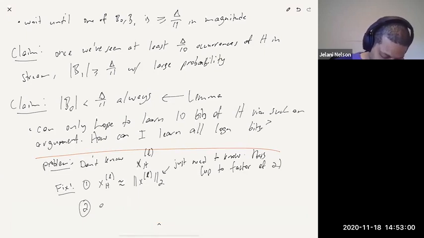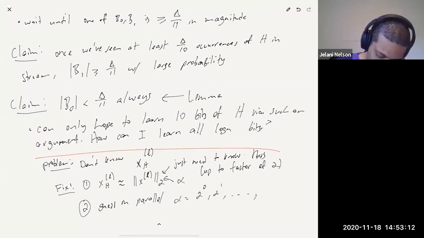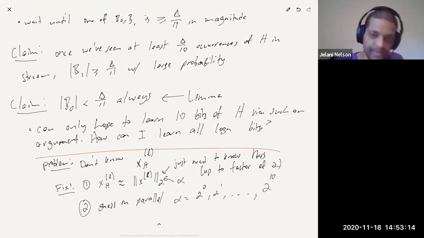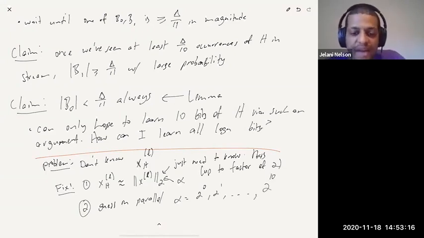We guess in parallel the final value, so let's call this alpha. We guess that alpha is equal to 2 to the 0, 2 to the 1, up to like 2 to the, let's say, 10. We make 11, some constant, parallel guesses for alpha. And then in parallel, we run this entire algorithm that I just told you for super heavy. We run it assuming that delta is alpha.